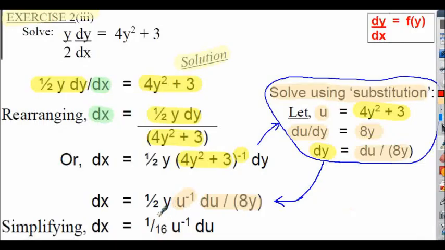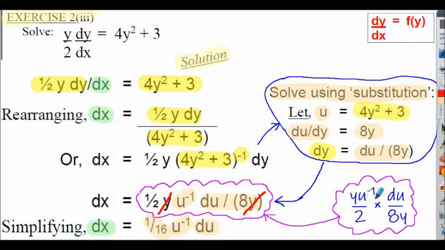What we notice now is the y in the numerator, the top line, cancels with the y in the denominator, the bottom line. So I notice that I got half multiplied by 1 upon 8 here. The 8 is in the denominator. Not so easy to see when it's written on one line, but it's basically a half multiplied by an eighth. That gives us 1 upon 16 multiplied by u to the -1 multiplied by du.